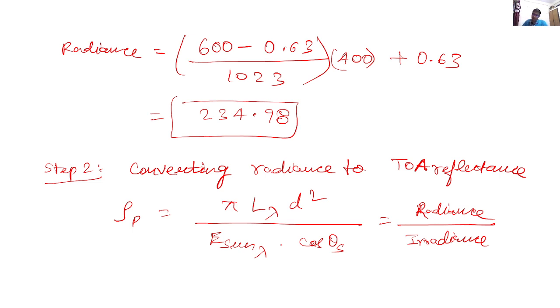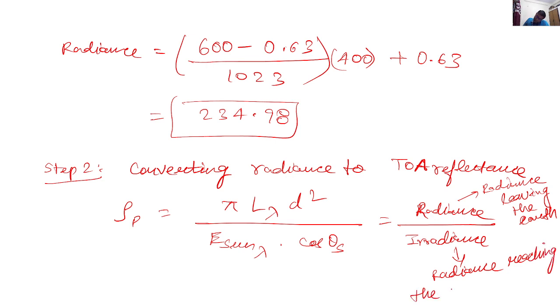Radiance is the radiance leaving the earth, and irradiance is the radiance reaching the earth from the sun. So this ratio will always be less than 1. In general, rho p is in between 0 and 1.